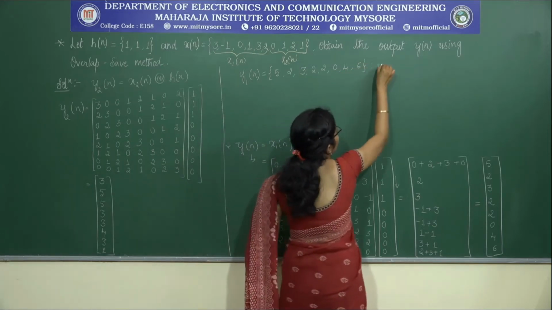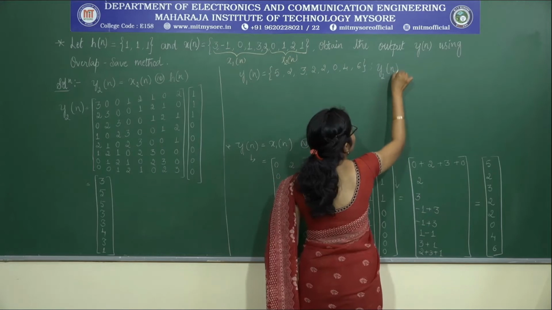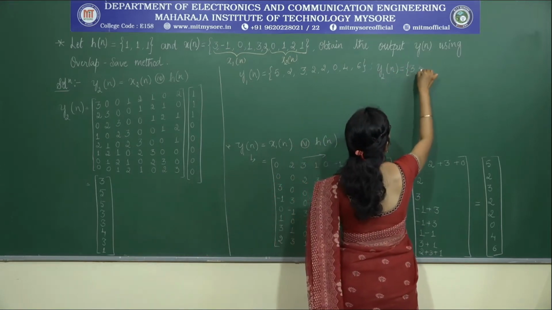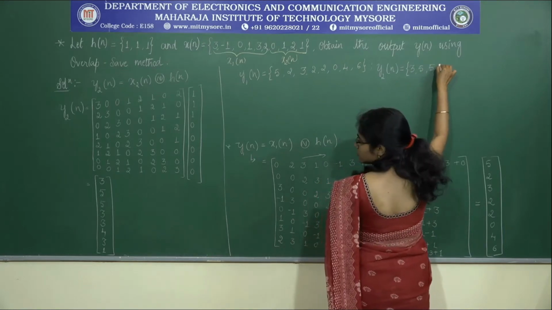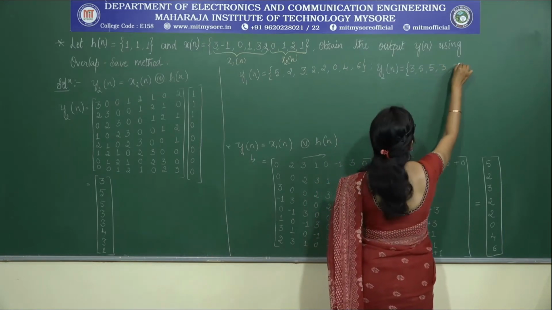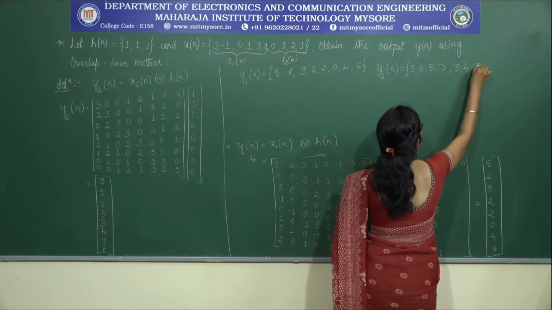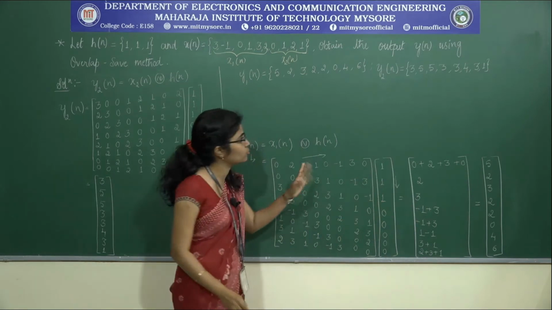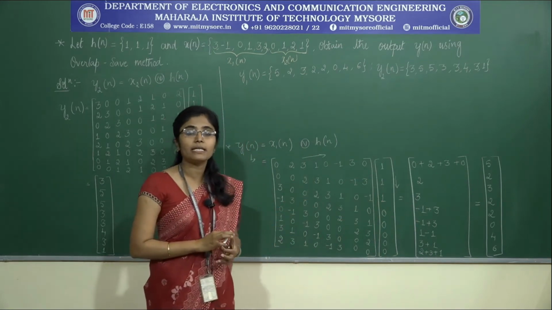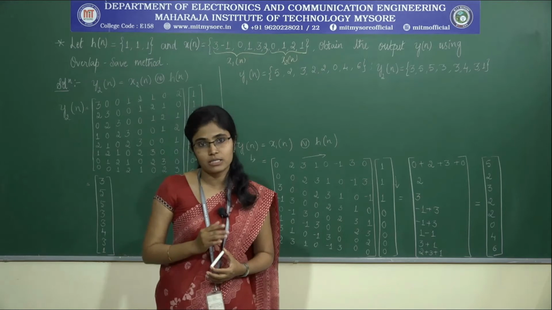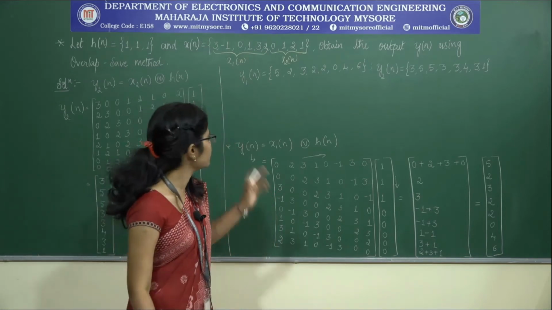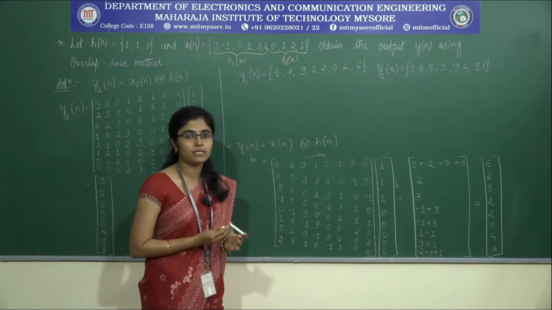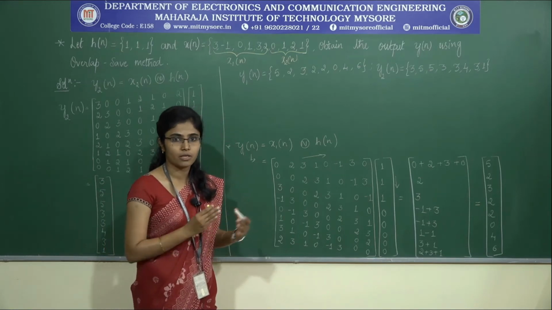Similarly, if I write y2 of n, what is the value of y2 of n which we have? It is 3, 5, 5, 3, 3, 4, 3, 1. Okay, it is 555, 333, 431. Now what I need to do? I need to discard m-1 samples as we have studied. So now let us try to discard the starting m-1 samples from y1 of n and y2 of n.